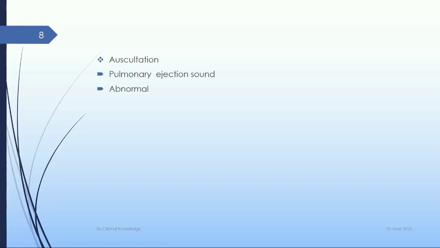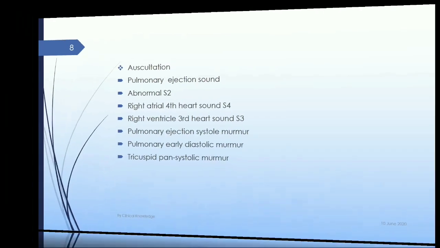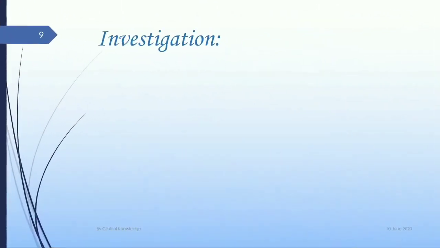Auscultation: pulmonary ejection sound, abnormal S2, right atrial fourth heart sound S4, right ventricular third heart sound S3. Pulmonary ejection systolic murmur, pulmonary early diastolic murmur, tricuspid pansystolic murmur.